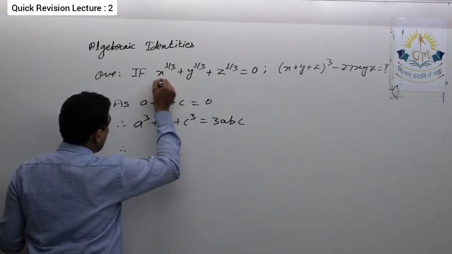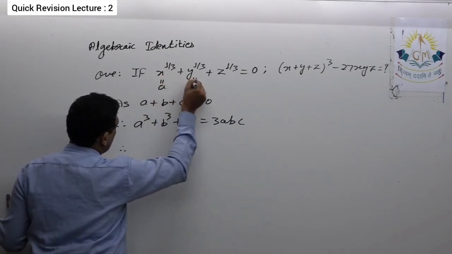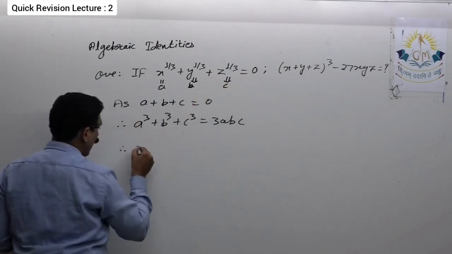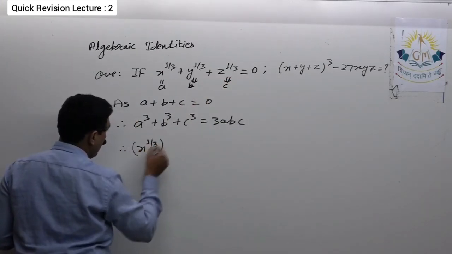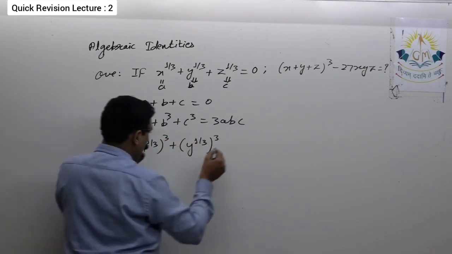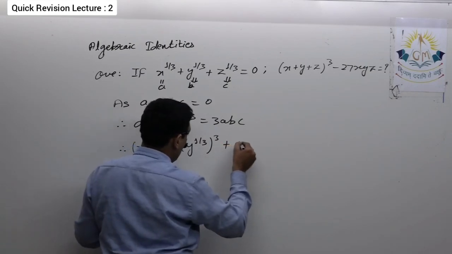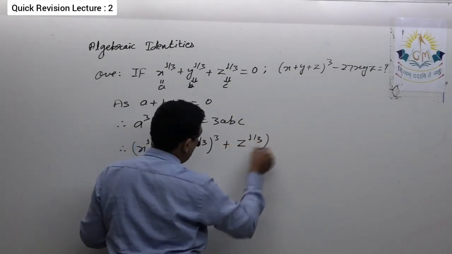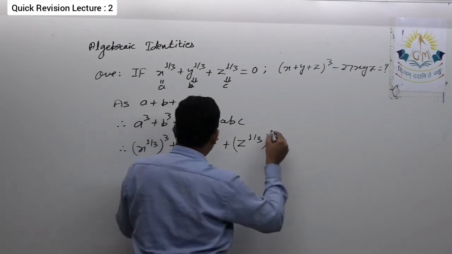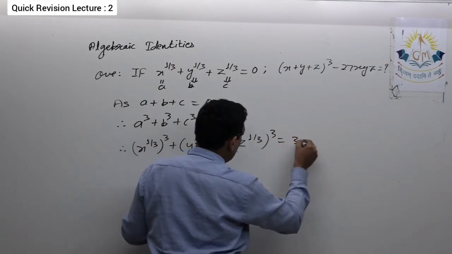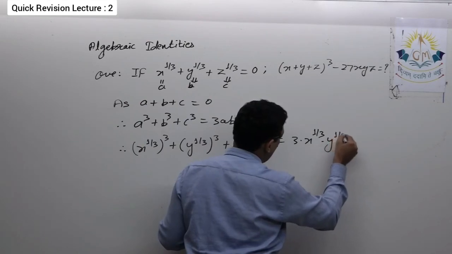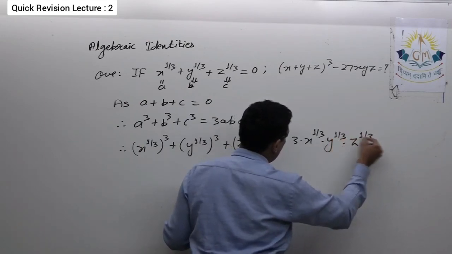Now here I am considering this as a, this as b, and this as c. So x raised to 1 by 3, whole raised to 3, plus y raised to 1 by 3, whole raised to 3, plus z raised to 1 by 3, whole raised to 3, is equal to 3 into x raised to 1 by 3 into y raised to 1 by 3 into z raised to 1 by 3.